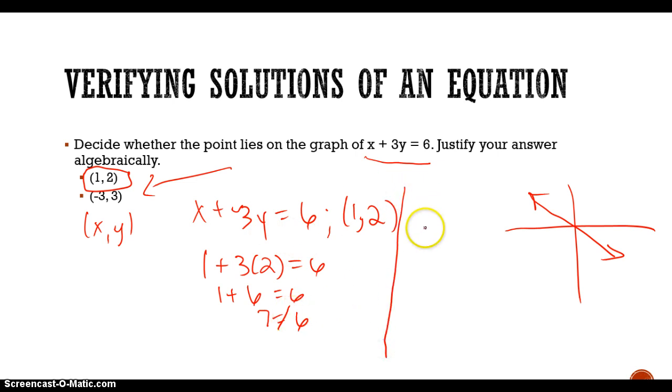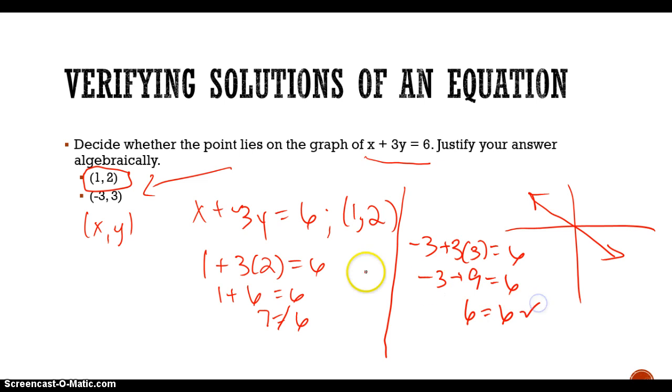So let's try negative 3, 3. So we plug in negative 3 for x, plug in 3 for y, and you get negative 3 plus 9 equals 6. Negative 3 plus 9 is 6, so 6 does equal 6. So this checks out. So negative 3, 3 does lie on that line. And this is how we check it algebraically. We plug in the x, we plug in the y, and then we hope we get the same number. Kind of similar to what we saw last chapter when you got the same number on both sides. We know that that ordered pair lies on the line if we graphed it.